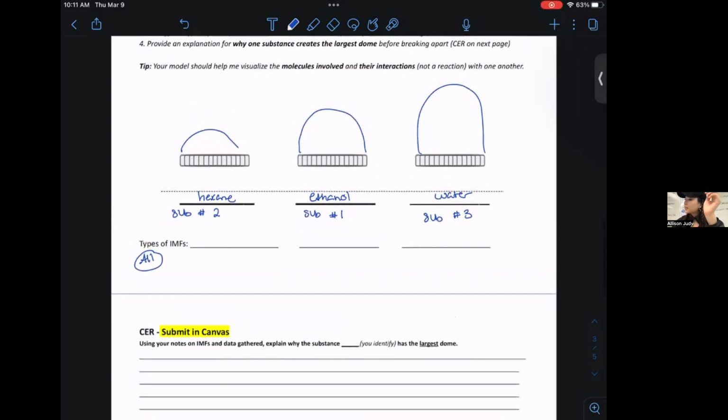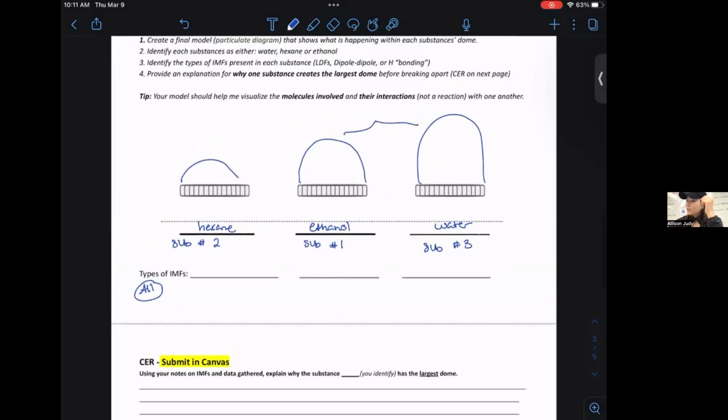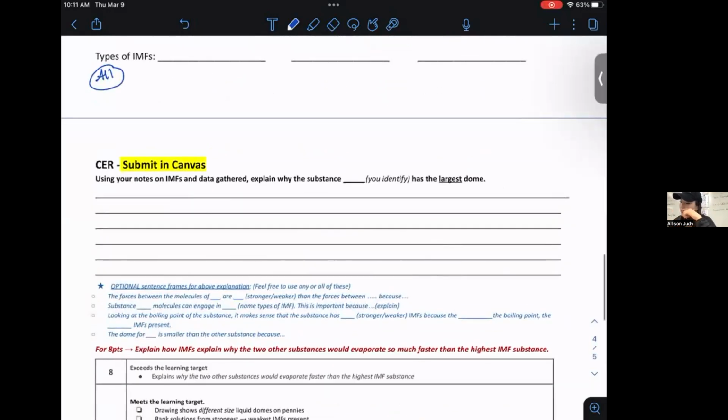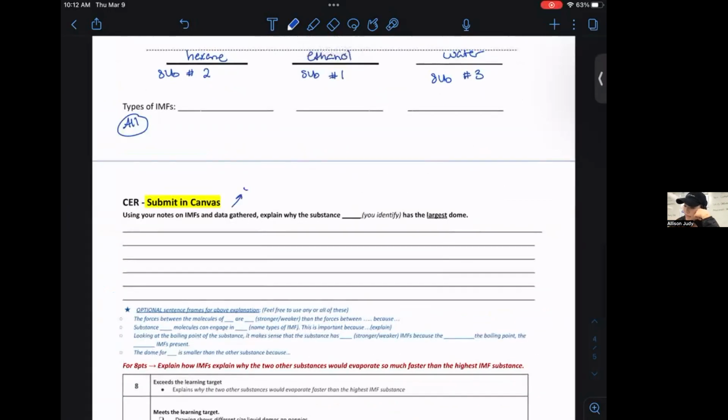And I'm going to draw a particulate diagram that shows this. And remember, for ethanol and water, positioning matters. You actually have to pay attention to that in these 2 particulate diagrams, okay? And then I'm going to write up a CER. And I'm going to answer the question, use your notes on IMFs and the data you gathered. So your data, like your average drop count. I want your average drops. Like I want numbers in here to explain why substance, okay, it should have been 3, but maybe not for you. I don't know.